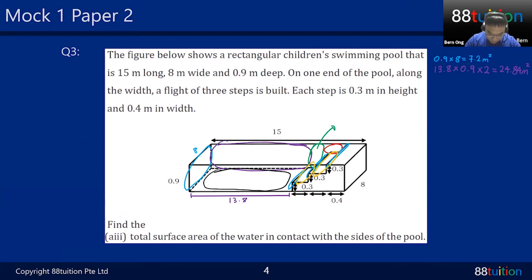Okay, so the green portion down there, at the side of the wall, the green portion here. All right, the height is how much? The height is actually 0.9 minus the first step 0.3, which is 0.6. And the spacing of the step is actually 0.4. So this part is actually 0.4. So this green color portion is 0.6 times 0.4. There are two, one in front, one behind. All right, that will give you how much?